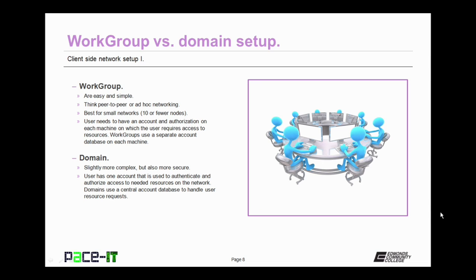Now, domain networks are slightly more complex, but they're also more secure and easy to manage. That's because the user has one account that is used to authenticate and authorize access to needed resources on the network. Domains use a central account database to handle user resource requests. And if you've already put a file server on your network, then you might as well go ahead and set up a domain network since you're almost all the way there already.